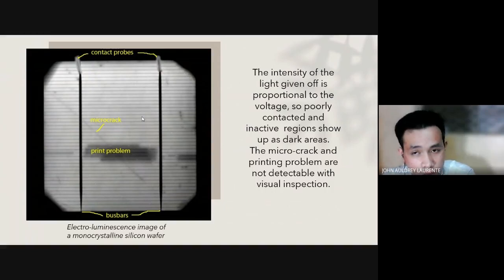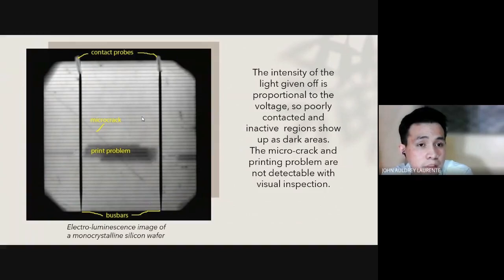enough voltage and current. But the thing here is to focus on the part which needs to be tested or looked into. The microcrack and printing problem are not detectable with visual inspection. So again, since hindi siya visible to the naked eye, electroluminescence process was done.